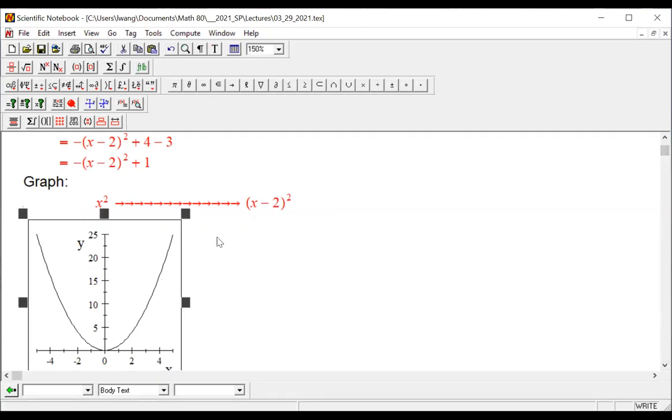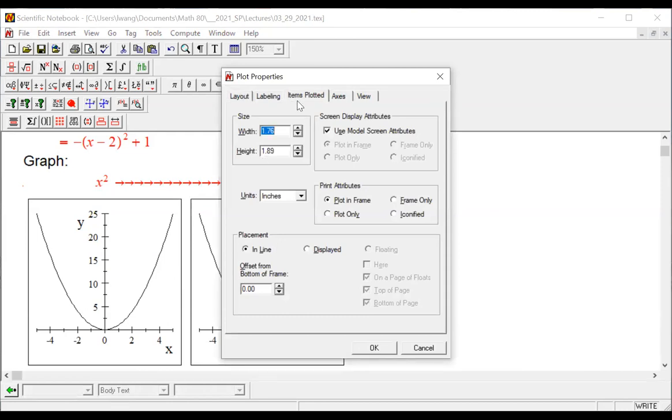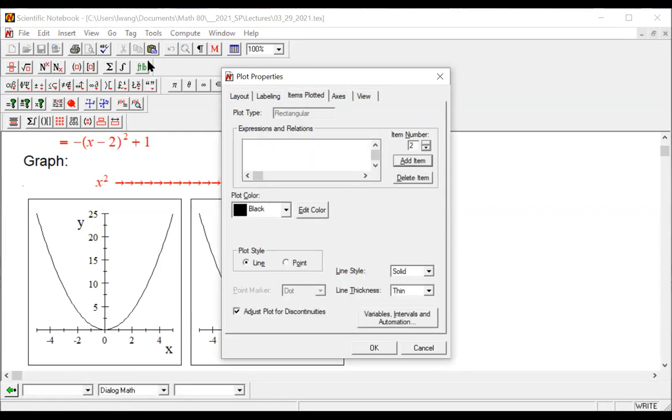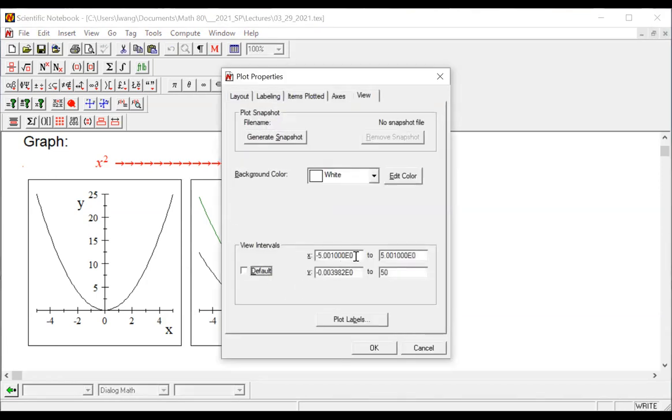Does everybody follow me? So this will be a shifting, right, after (x - 2) squared. Which direction will be shifting to? Left or right, up or down? It's to the right, right? So it's to the right. We're gonna make it green. Okay. And it looks like I need to make some adjustment.